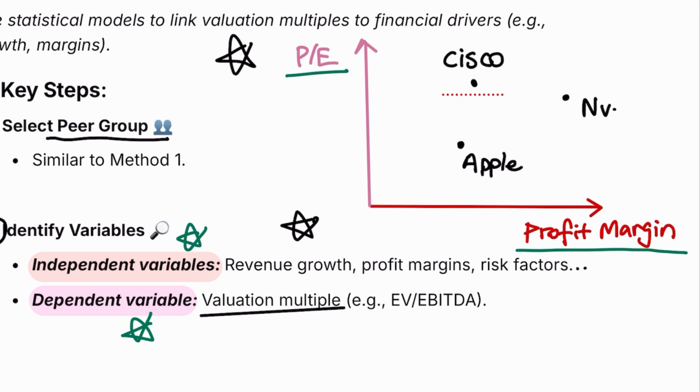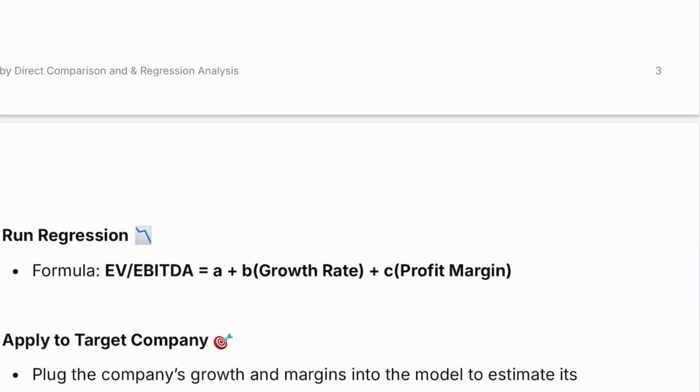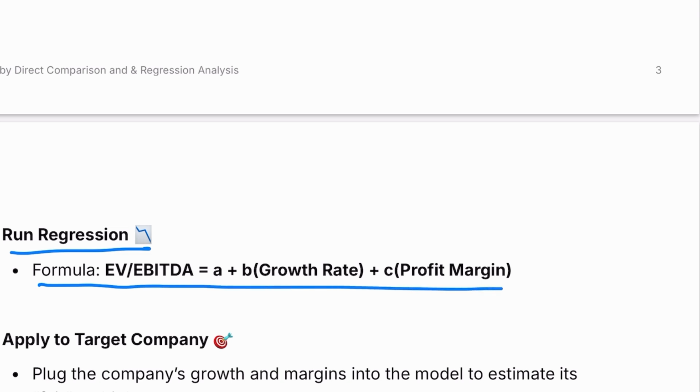Nvidia, although they are not really the same, lies here. Microsoft, just assume Microsoft lies here. Now if we move to the next step, that is run regression, we aim to find a regression line indicating the relationship between the dependent variable and the independent variable.